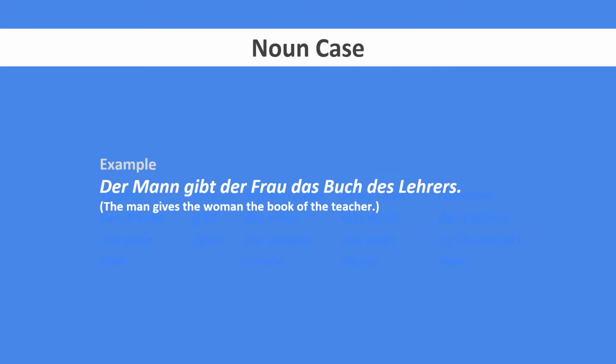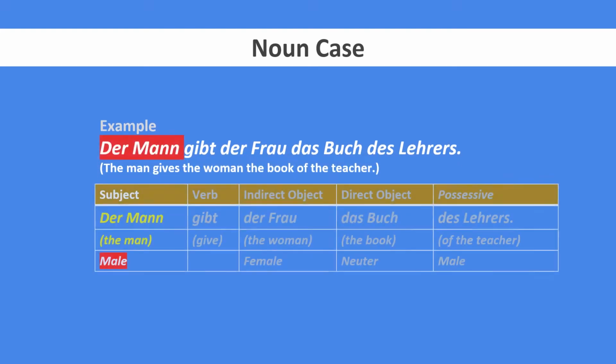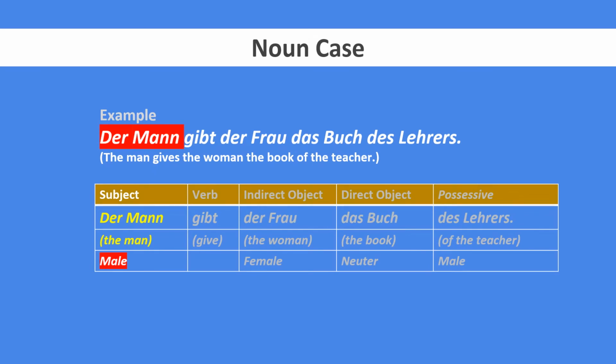And then we have to know what case which noun is. The man is the subject. The woman is the indirect object. The book is the direct object. Of the teacher is possessive.